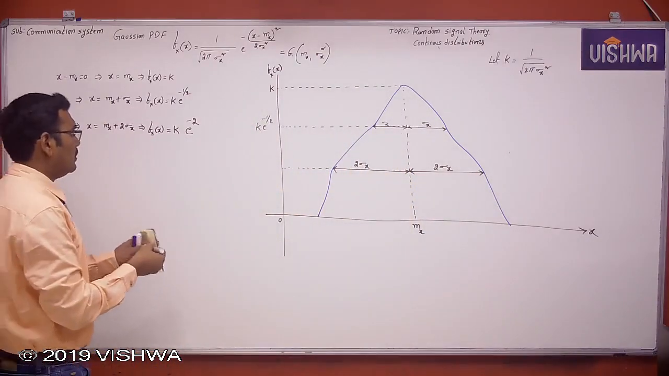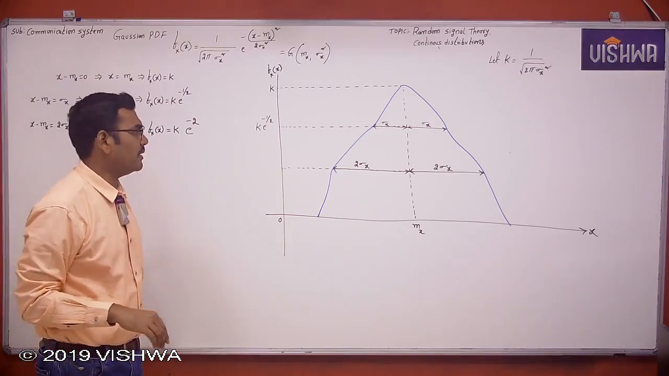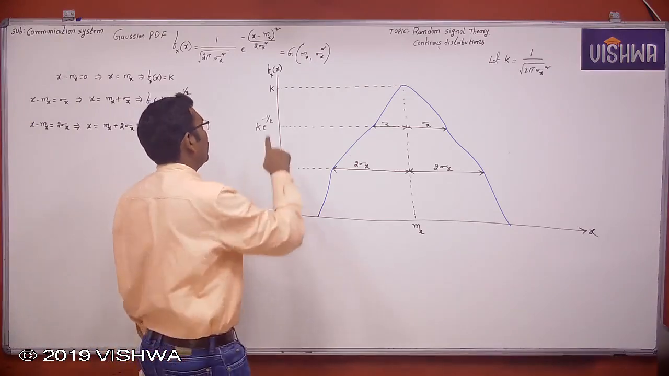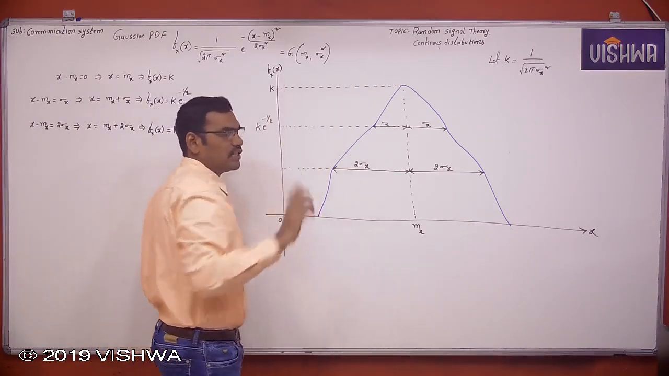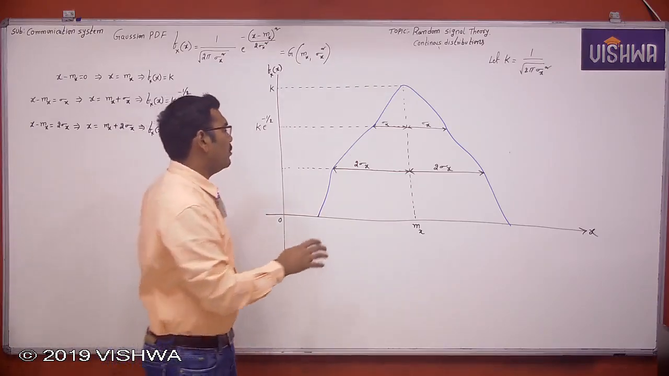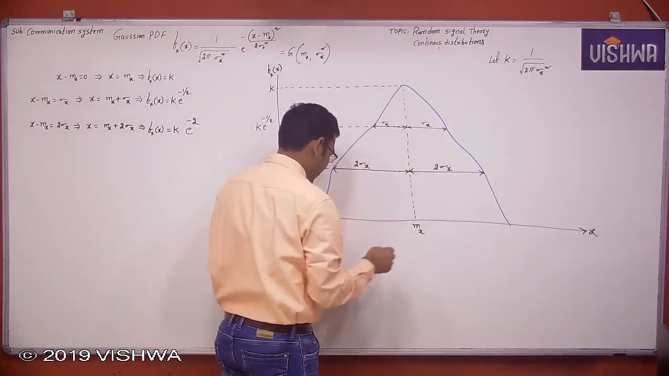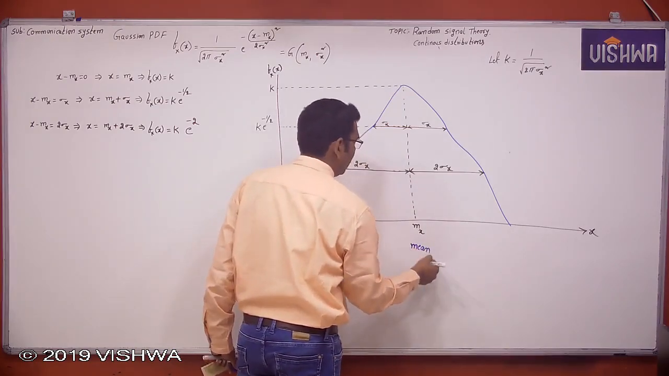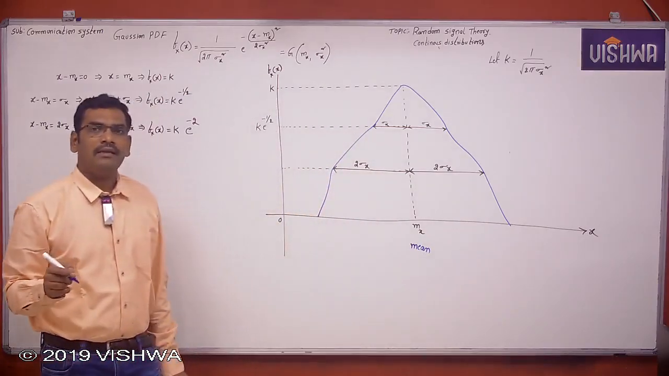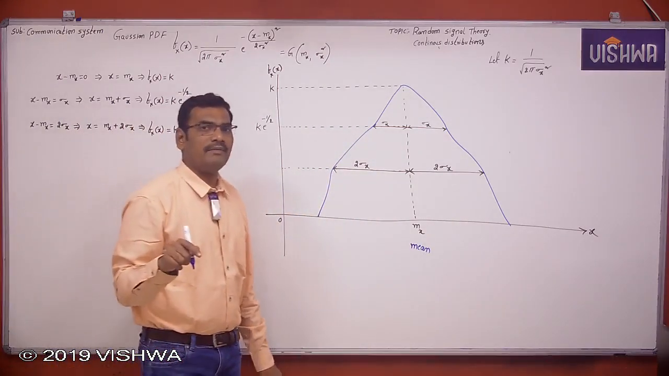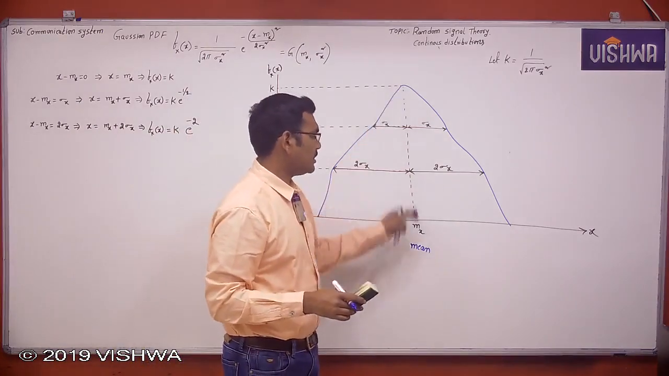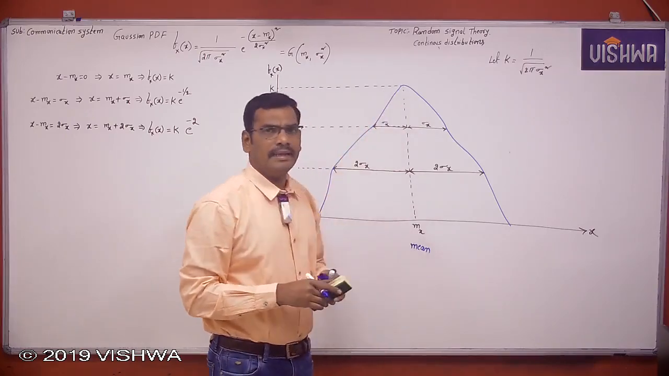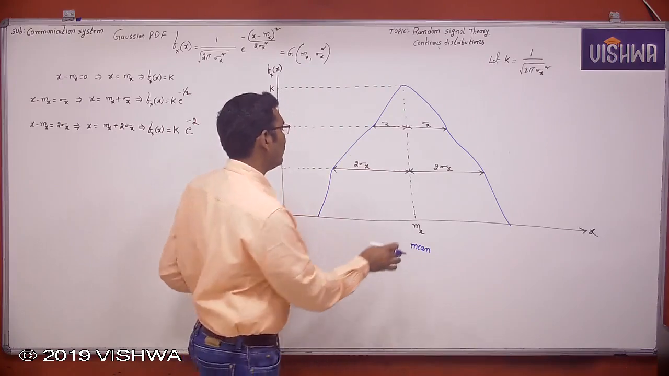Now this is the Gaussian probability density function. There are important points we can identify from this. Any distribution has a centered value, which is the mean. What is the definition of mean? Mean, or average value, or first moment of a random variable, is a measure of where the distribution is centered.